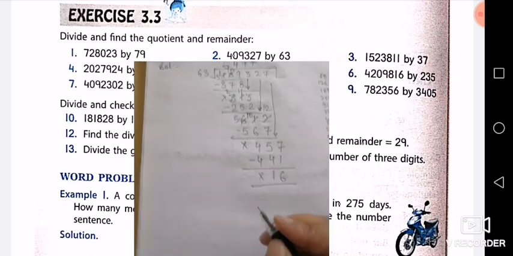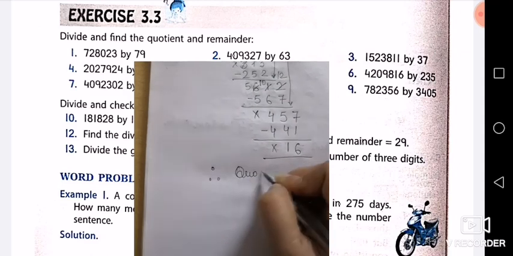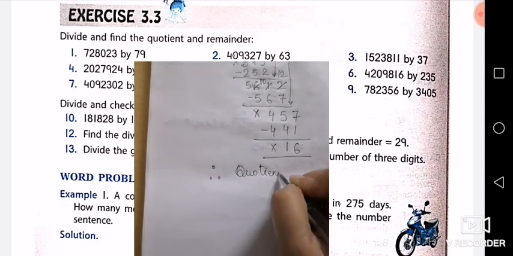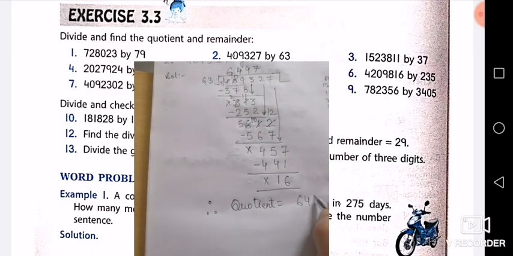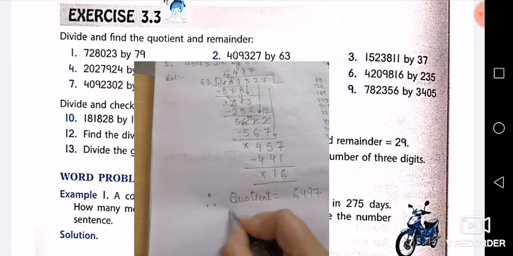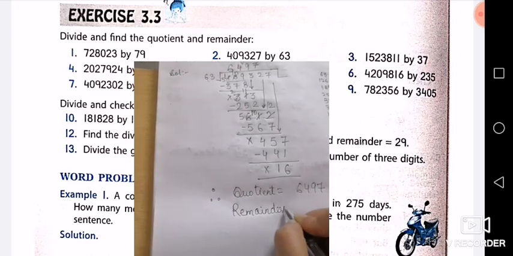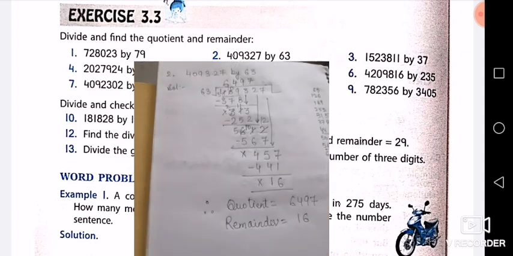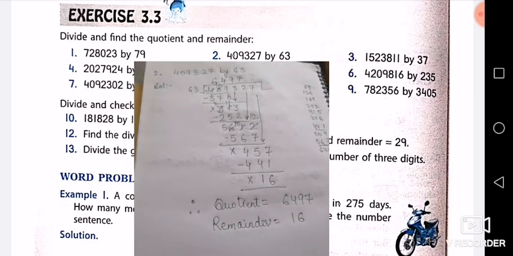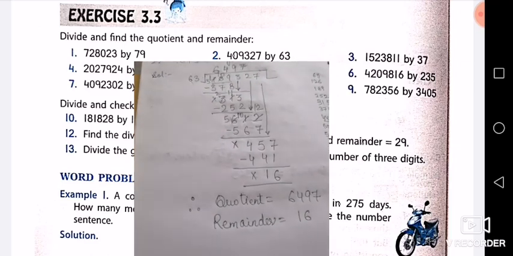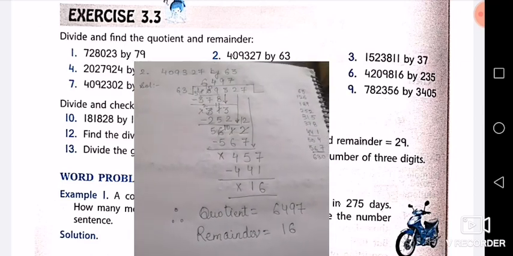So, therefore, you will write the quotient and remainder at last now. Quotient, that is above, 6497. And what is the remainder here? The remainder is 16. Now, nobody will write Q and R. You are going to write quotient, full spelling, QUOTIENT, quotient, and remainder. Now, I hope this question is clear to you all.